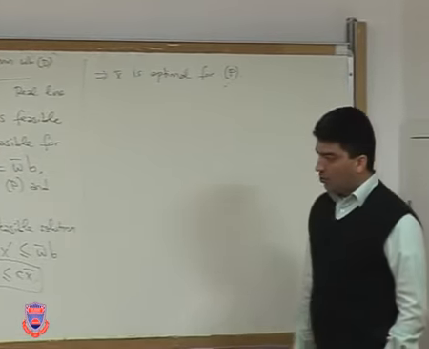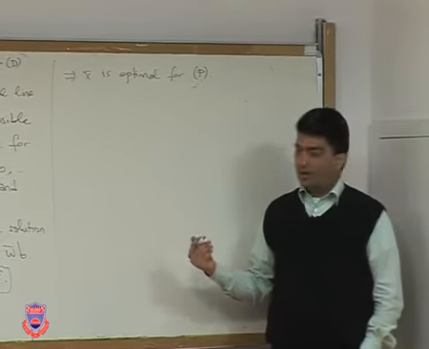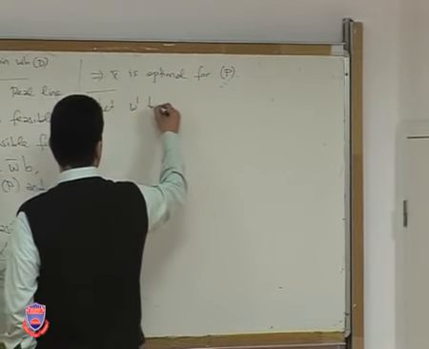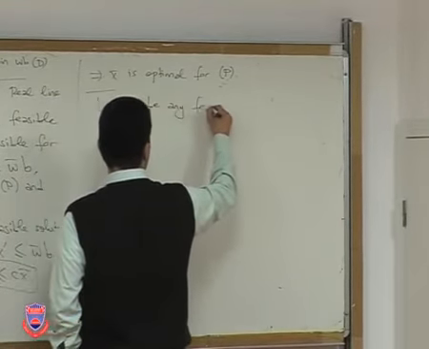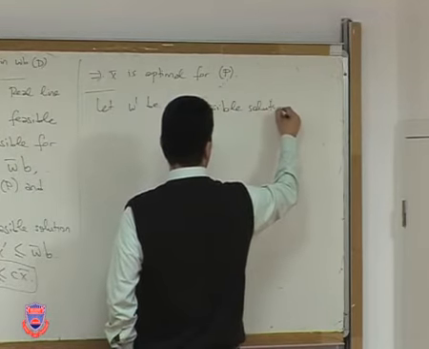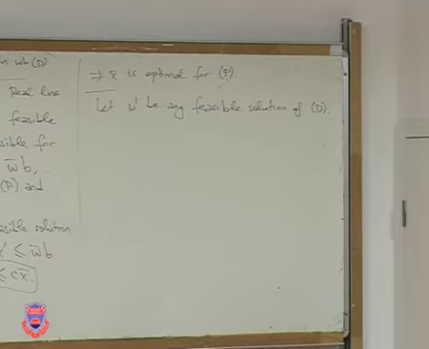So conversely, I need to show you that W bar is optimal for the dual problem. I'll just reverse the argument now. Okay? So let W prime now be any feasible solution for the dual problem. And I need to show you that W bar should be at least as good as W prime. Or W prime cannot be better than W bar. Okay?